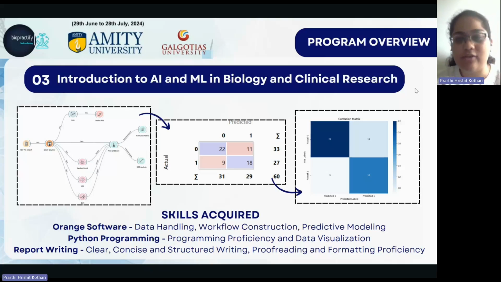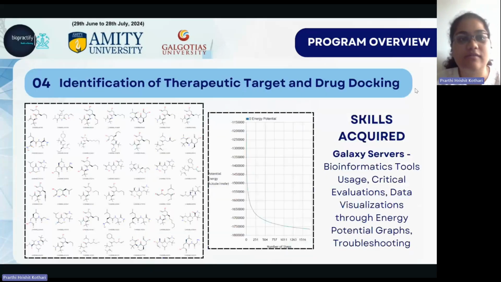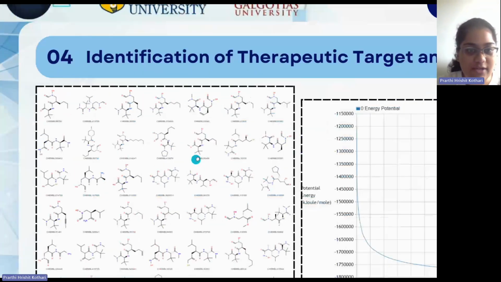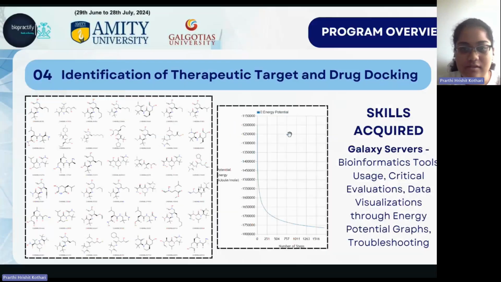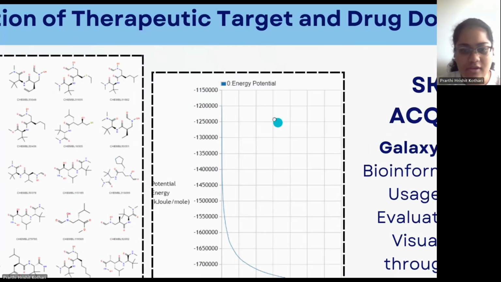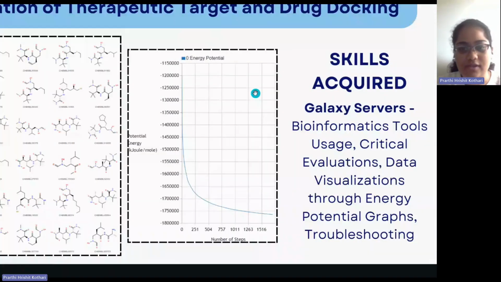And report writing was also done in this week, which helped me in creating proper, concise, structured writing. And finally, in the final week, I learned the identification of therapeutic targets and drug docking. The Galaxy server was used, and if you see this image, this is the compound library which I had obtained from a huge amount of data, and this is the potential energy map which I had obtained after further analysis.